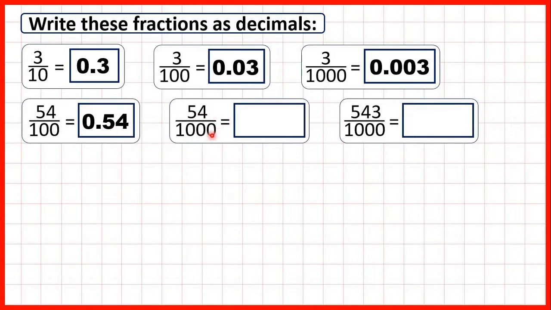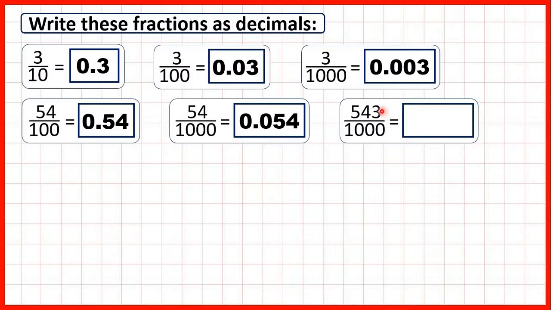The denominator of 1,000 tells us that we can only have 3 digits after the decimal point, so that's 0.054. Because we can't go past the thousandths column, the 5 gets pushed over into the hundredths, but we need 0 in our tenths and 0 in our ones.